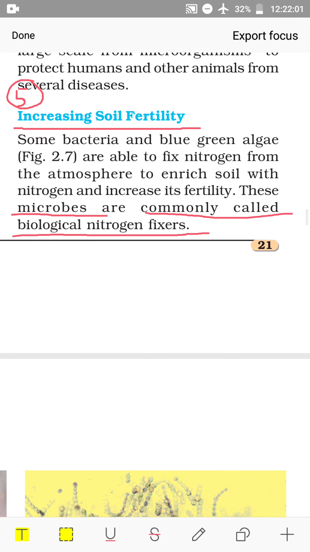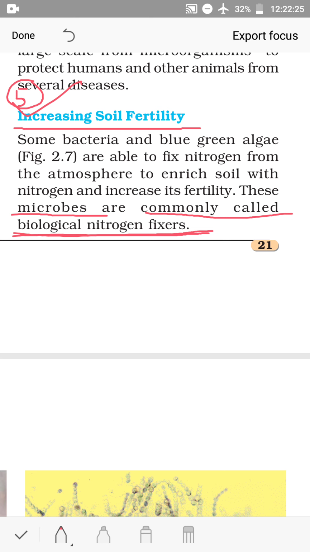Today we are going to start with increasing soil fertility. These are also friendly microorganisms, some bacteria and blue-green algae. They are able to fix nitrogen from the atmosphere to enrich soil with nitrogen and increase its fertility. These microbes are commonly called biological nitrogen fixers.